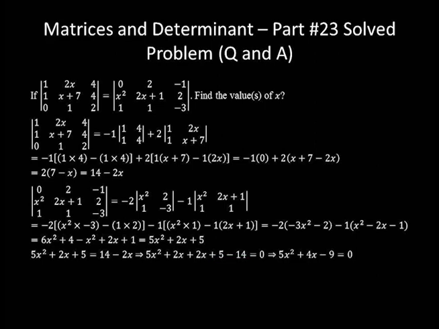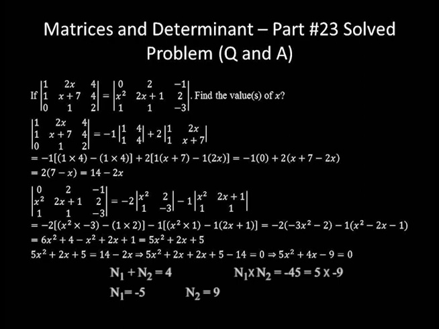To solve this quadratic equation, we have to find two numbers whose sum is equal to 4, which is the coefficient of x, and whose product is equal to negative 45, which is the product of the coefficient of x squared, that's 5, and the constant term, that's negative 9. These two numbers are 9 and negative 5, because 9 plus negative 5 gives us 4, and 9 times negative 5 gives us negative 45.